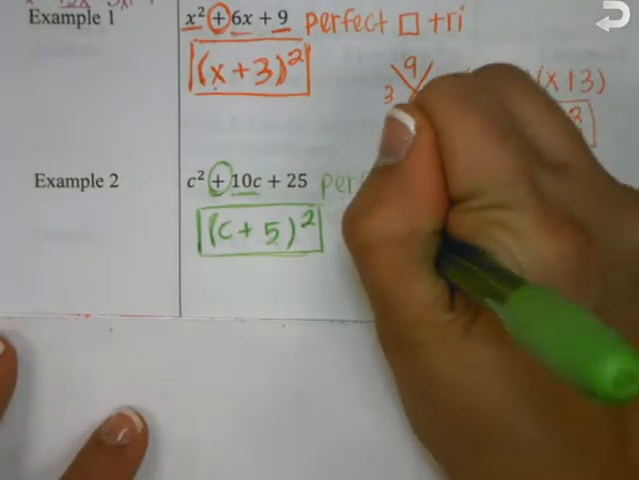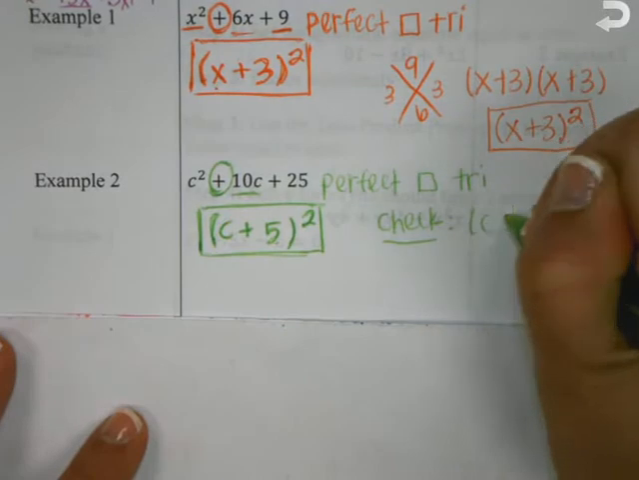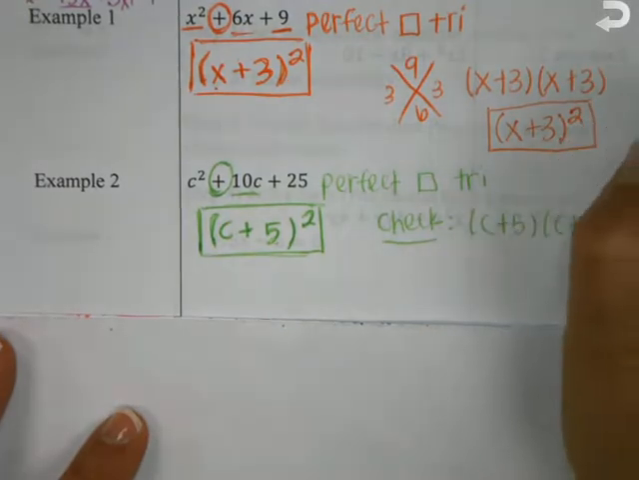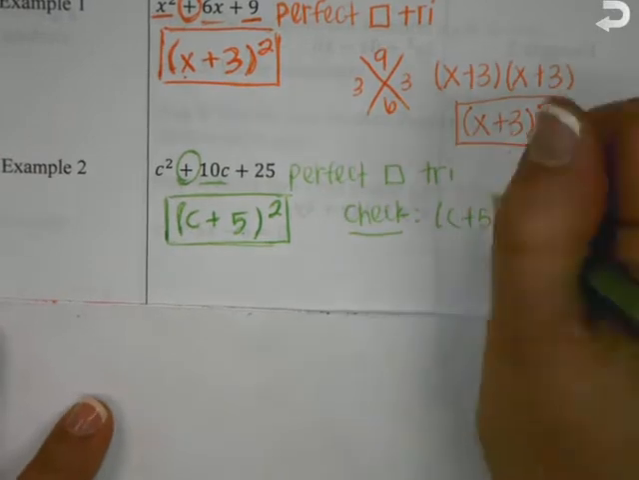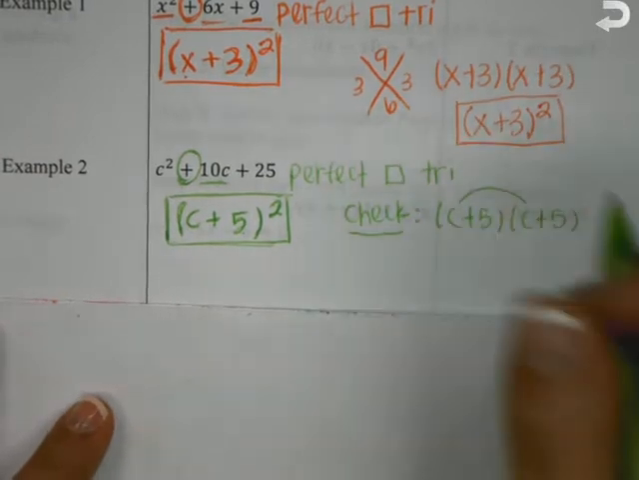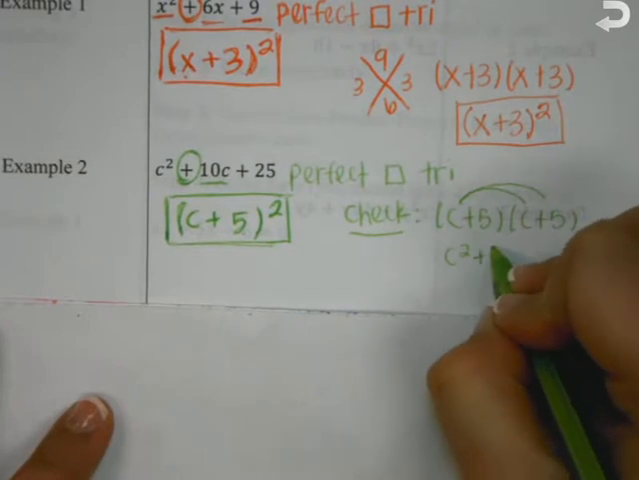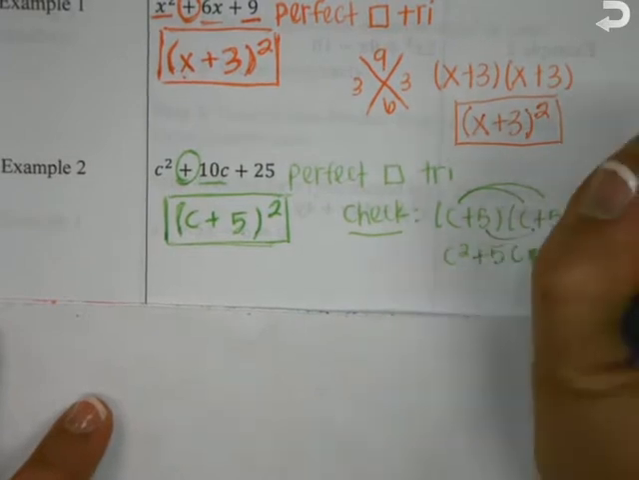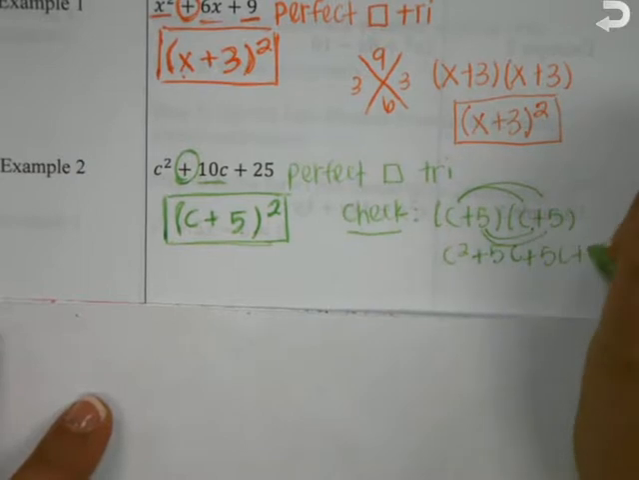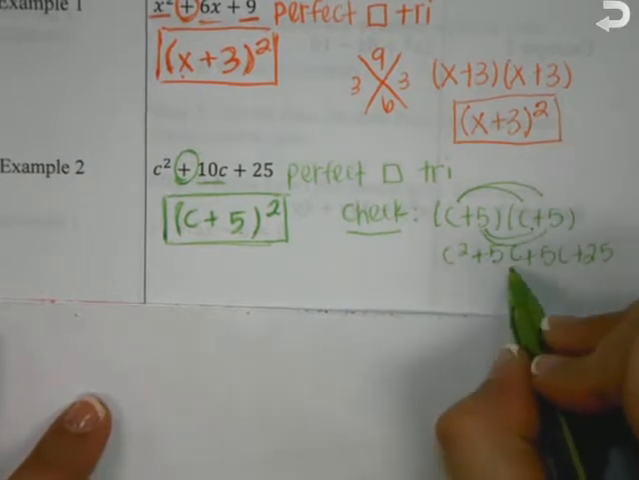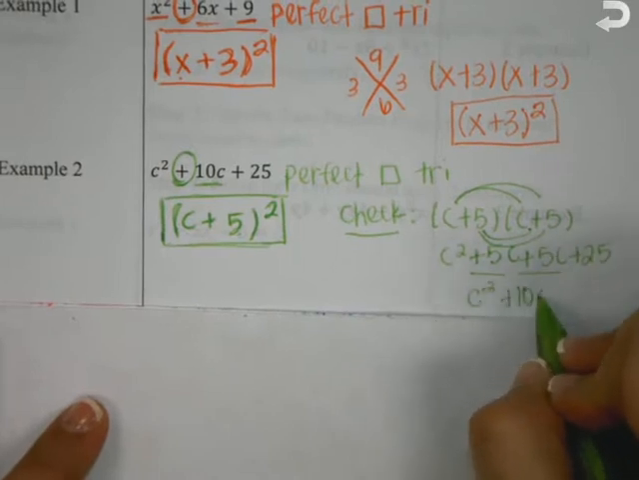C plus 5 times C plus 5. Write this down. What's C times C? C squared. What's C times 5? 5C. 5 times C? 5C. And 5 times 5? 25. What's 5C plus 5C? 10C plus 25. Did we get the right answer? Yes, we did. Make sense?